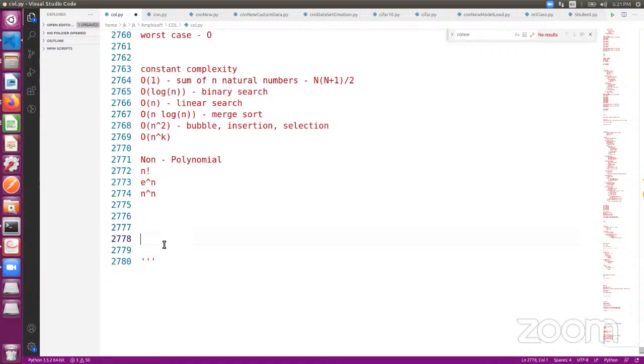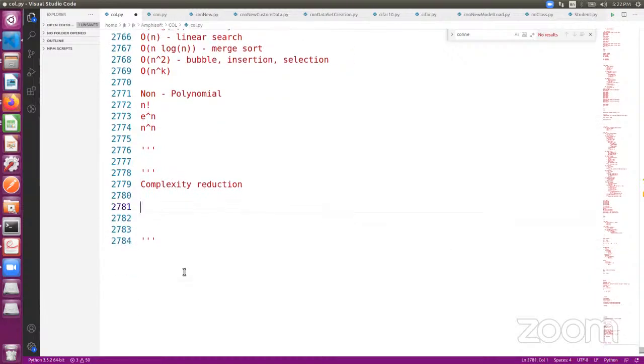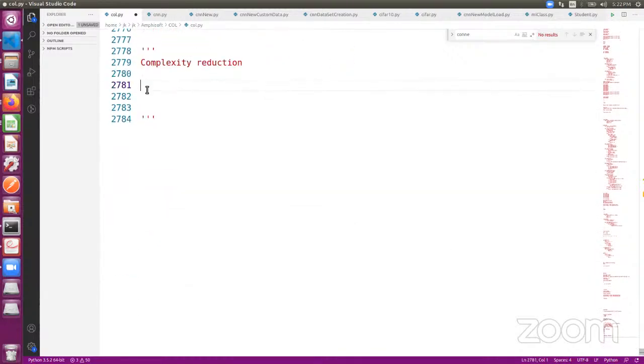Okay. So next we'll see complexity reduction. We have understood what the different types of complexities are. Mostly we'll be revolving around these in the first few classes. In the last two classes we'll see a few algorithms which take non-polynomial time. So now we will see complexity reduction. We'll take a very simple example to understand this.